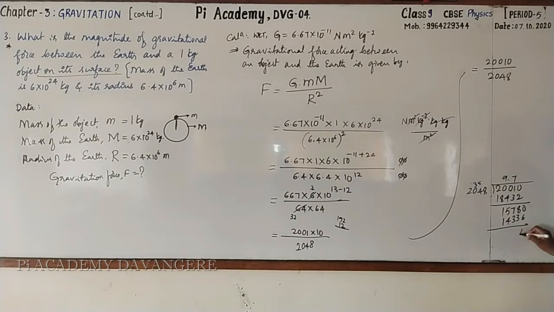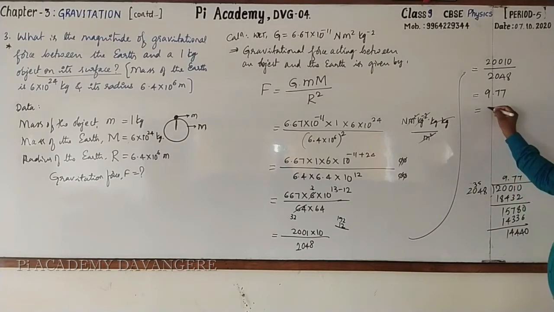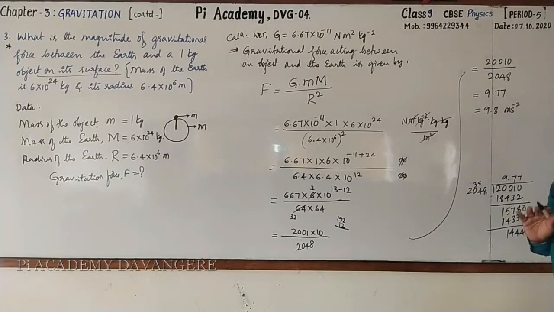It is 10 minus 6, 4. 7 minus 3, 4. 7 minus 3, 4. 5 minus 4, 1. Again take 0. Again 7s are. So this will be equal to 9.77 and so on. Approximately it can be written as 9.8 meter per second square. Did you understand? So this is an approximate value.